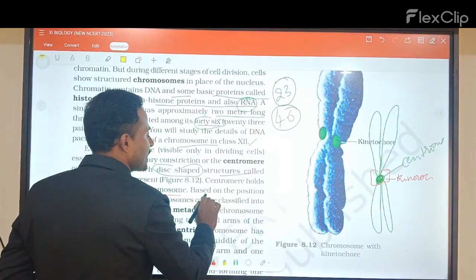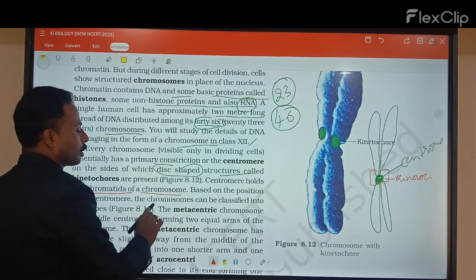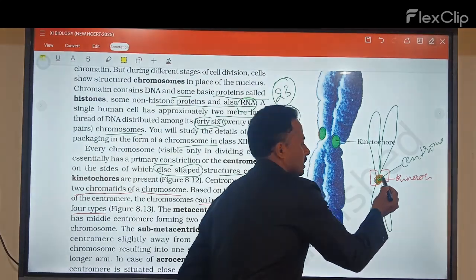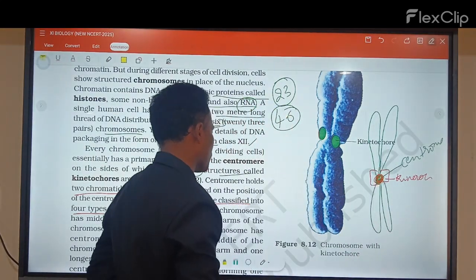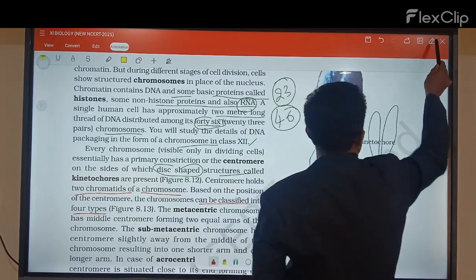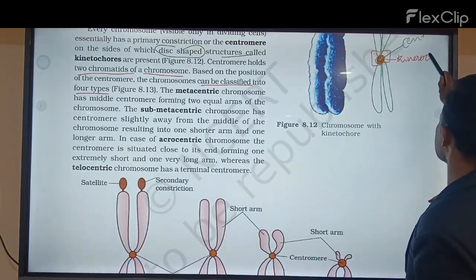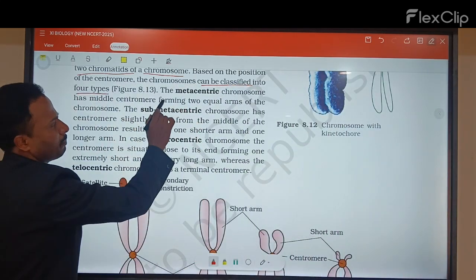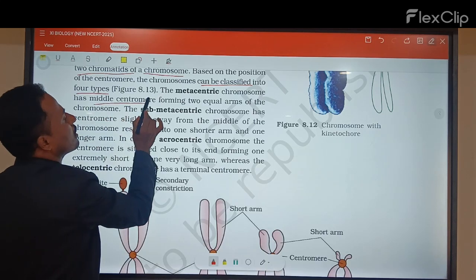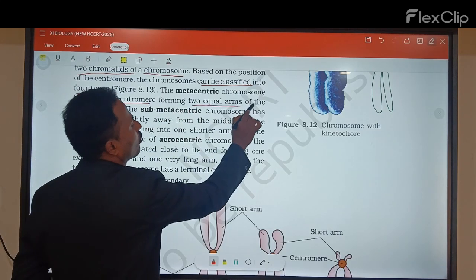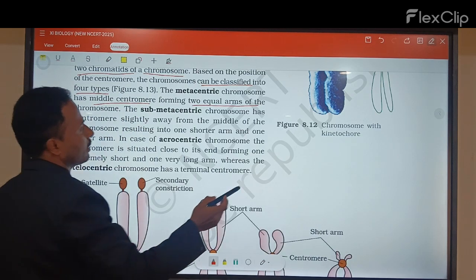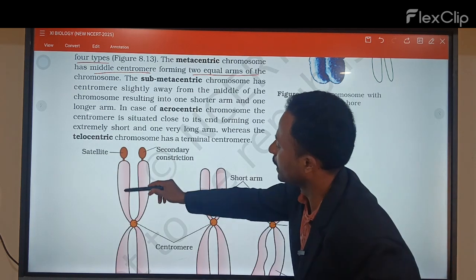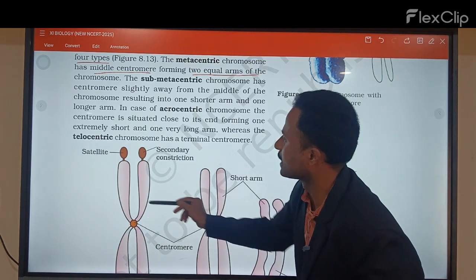Based on the position of the centromere, the chromosomes can be classified into 4 types: metacentric, submetacentric, acrocentric, and telocentric. First, let us discuss the metacentric chromosome. It has a middle centromere, forming 2 equal arms. See here, in this metacentric chromosome, the centromere is in the middle and the 2 arms are equal.